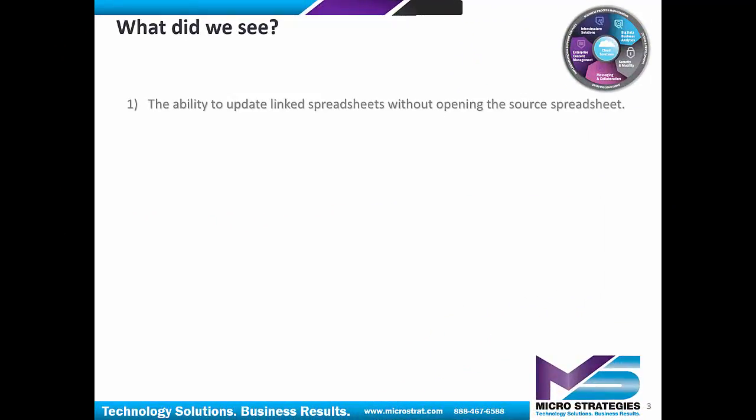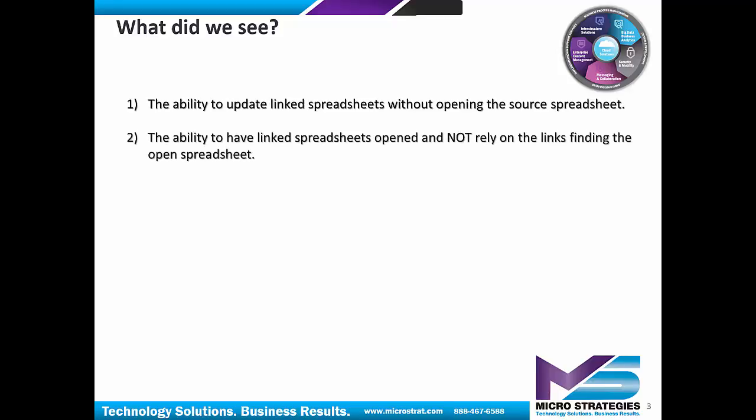So what did we see? Well, we saw the ability to update linked spreadsheets without opening up the source document. We saw the ability to have linked spreadsheets opened and not rely on the links finding the open spreadsheet. In other words, if I'm looking at a document and I'm editing it and so forth, and somebody else opens the document that's linked to mine, I don't need to know where that document is, because remember, my links are back to the source repository.